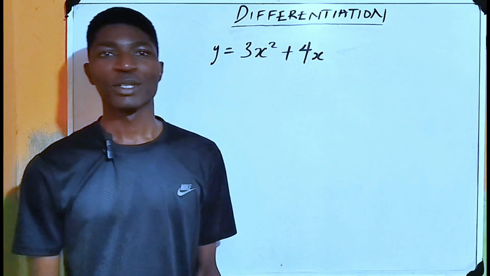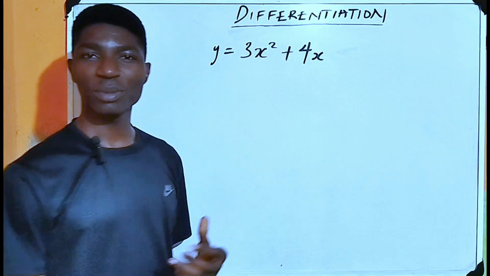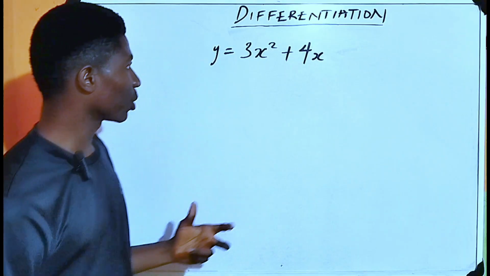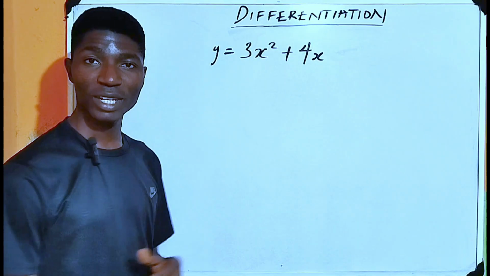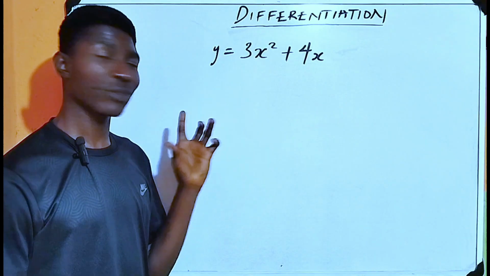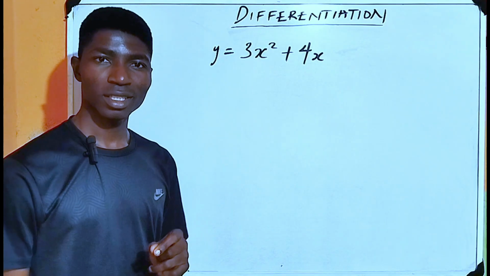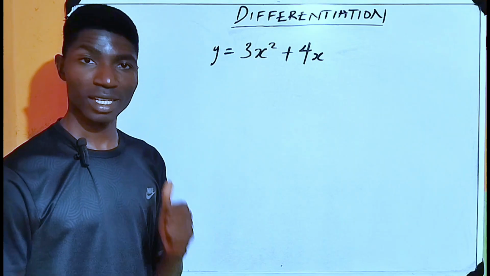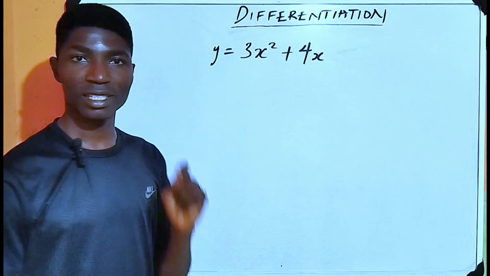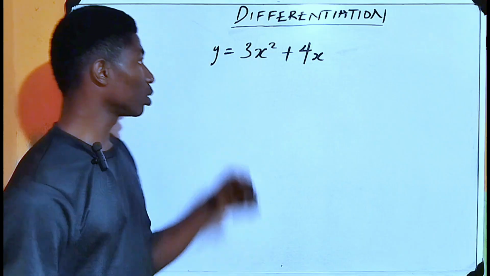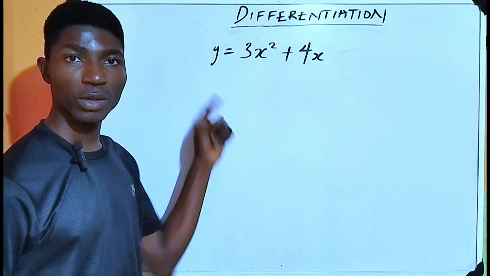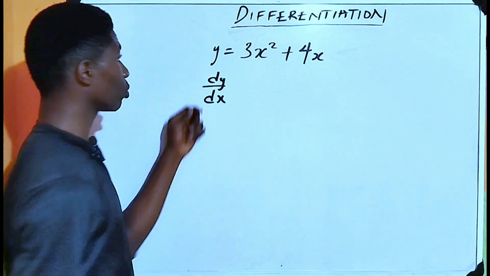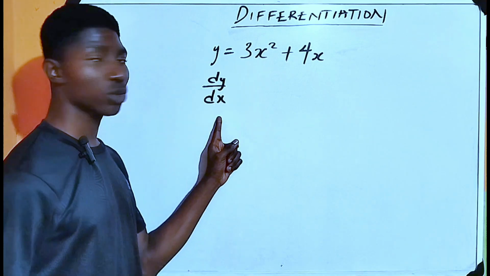Come closer. We're going to study further examples in differentiation. Look at the expression on the board. The equation y is equal to 3x squared plus 4x. To differentiate this equation, we're going to apply the rules I gave you in a previous example. Now, the first step here is to differentiate y. When you differentiate y, you have dy over dx. This means we are differentiating y with respect to x.